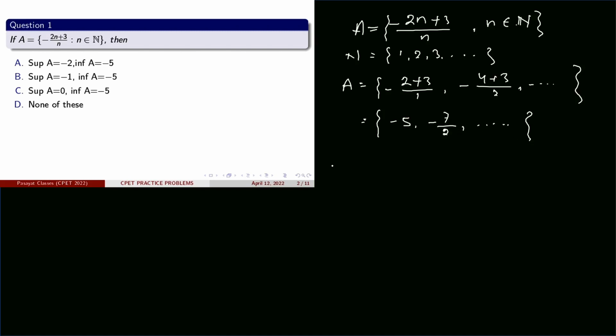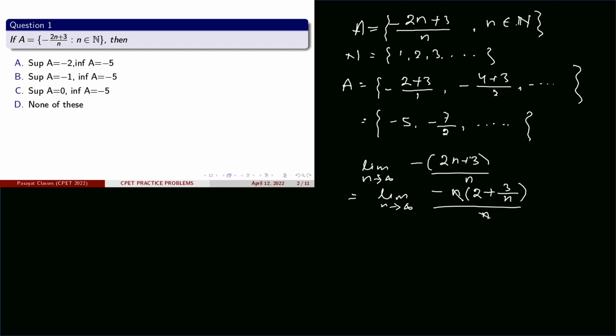Now let us take when the value n tends to infinity. Then this is limit n tends to infinity of minus of (2n plus 3) whole divided by n. Then this can be further solved as limit n tends to infinity of minus of n into (2 plus 3 by n) whole divided by n, and the n cancel out, and when n tends to infinity 3 by n becomes 0. That means the final result is minus 2.